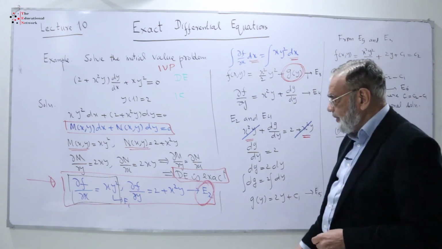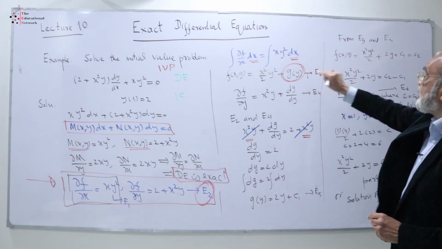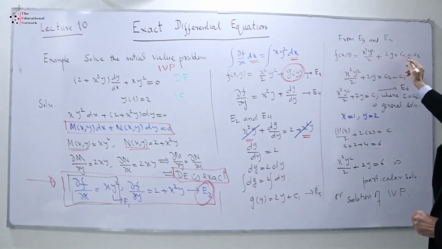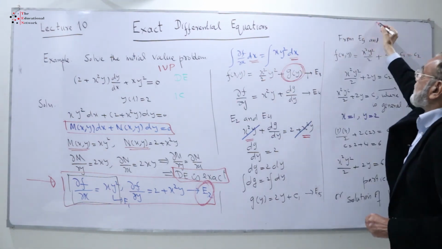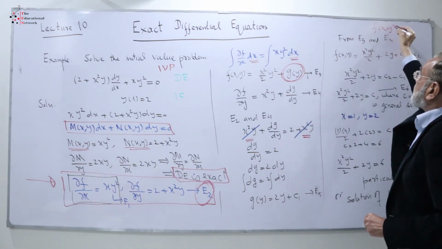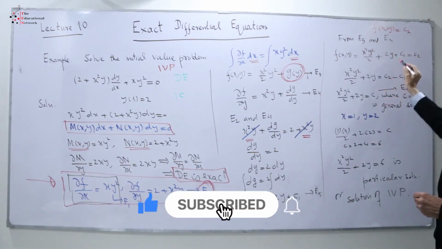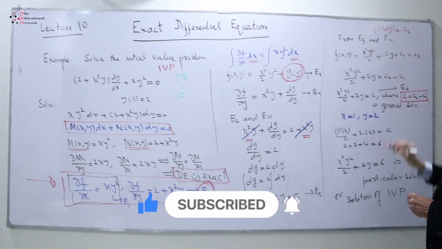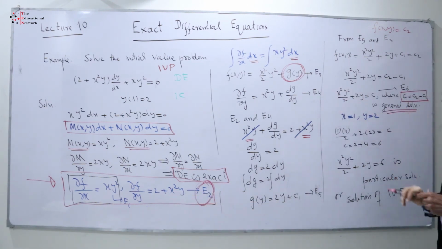Now this g(y) I'm going to substitute in this equation. So I get f(x,y) is equal to x square y square plus 2y plus c1 equal to c2, because we say f(x,y) is equal to constant. So we put this equal to c2. Now simplify it, we take c1 to the other side, say this is yet another constant, c is equal to c2 minus c1. So this is my general solution of the differential equation.